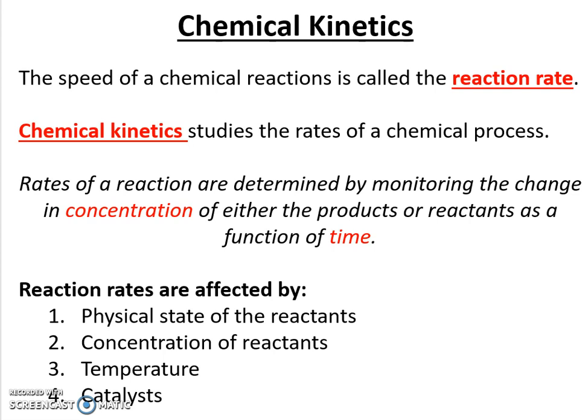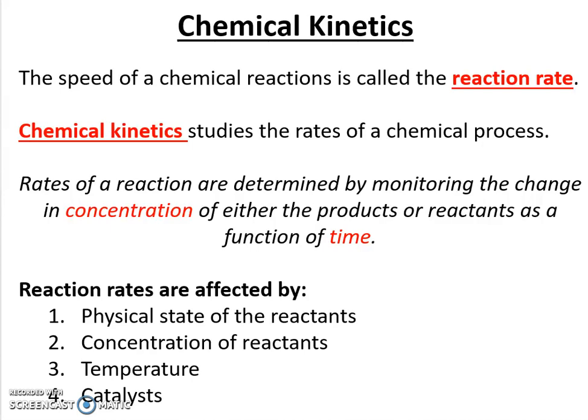So we combine two reactants together, and we want to know how fast that reaction can proceed, which is the reaction rate. Chemical kinetics is just the study of those rates for these different chemical processes. When we think of the rate of a reaction, it's really determined by two things. One is it monitors the change in the concentration of either the products or the reactants as a function of time. And so we're going to talk a lot about the reaction rate as a change in concentration per unit time.